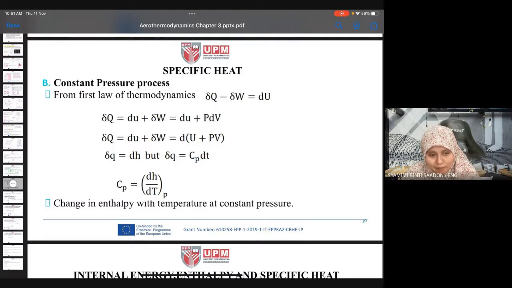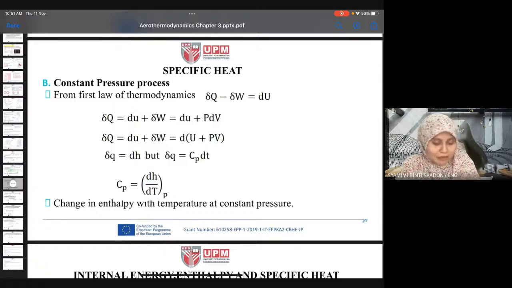This enthalpy dH can be written with a constant pressure specific heat, Cp, and the change in temperature, dT. This is the change in enthalpy with temperature at constant pressure. So if we have a constant pressure process, we can use this specific heat Cp equation to calculate the change in enthalpy, or the energy balance, the first law of thermodynamics.